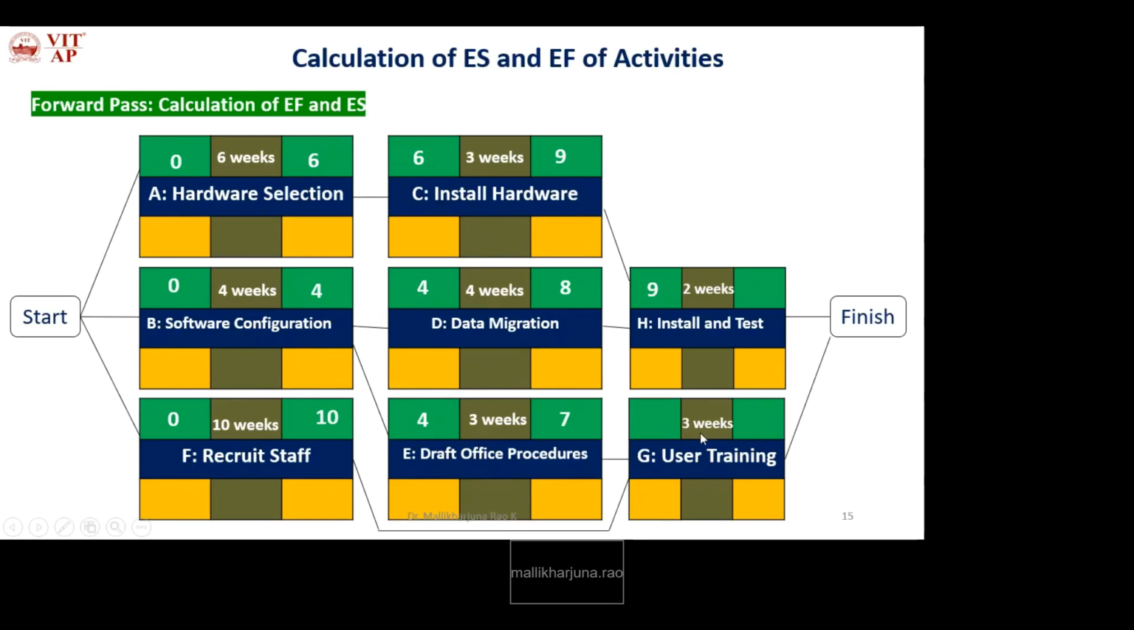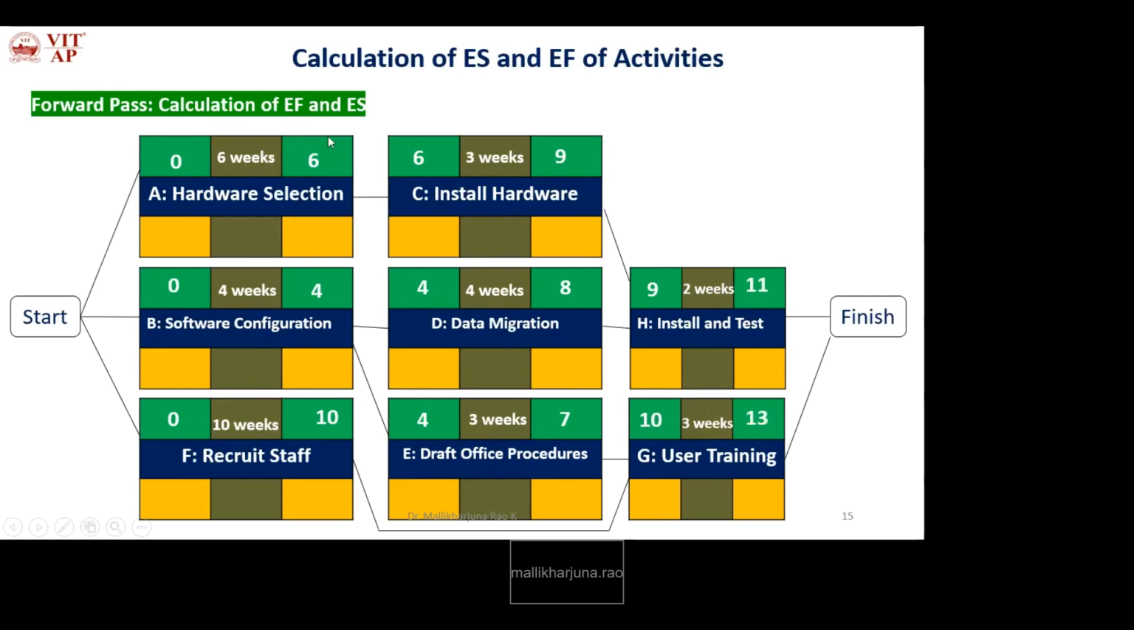So what is the earliest start of the G? The latest earliest finish of these two. What is the latest earliest finish? 10. Okay, then the earliest finish of these end activities. So I will calculate early start plus duration. 9 plus 2, 11, and 10 plus 3, 13.